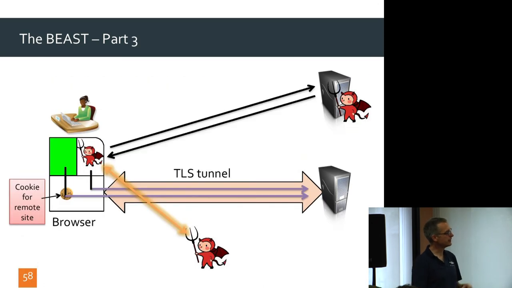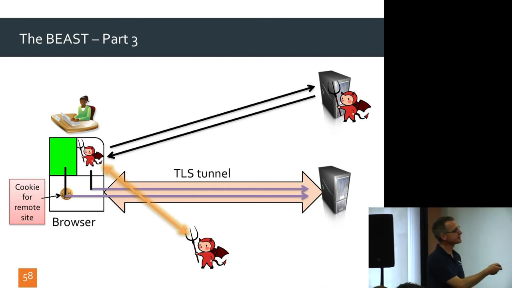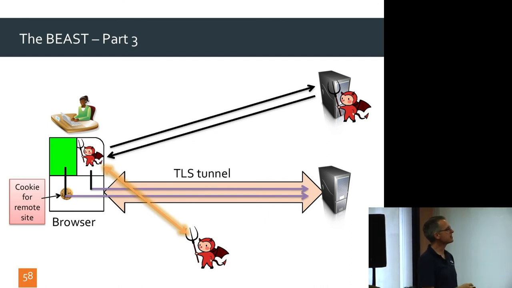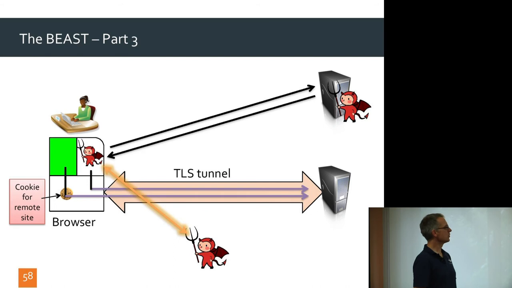That's part two. Now for part three, this is the attack setup that we need to do to realize this. So here's Alice. And Alice is interested in, I don't know, American baseball. So she goes to some American baseball website, which is actually run by the bad guy, the devil. And the devil is able to somehow inject himself into Alice's browser. What that really means is that the attacker is able to get some JavaScript running in Alice's browser, in a particular tab.